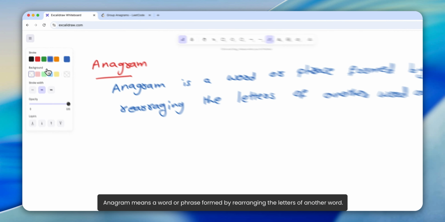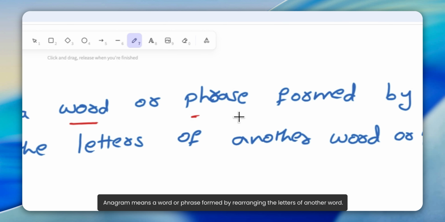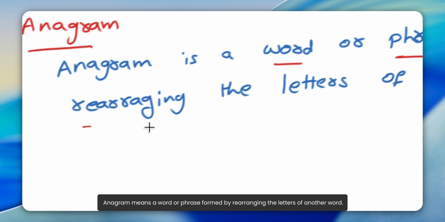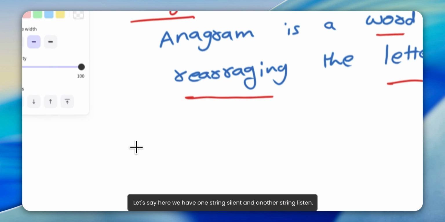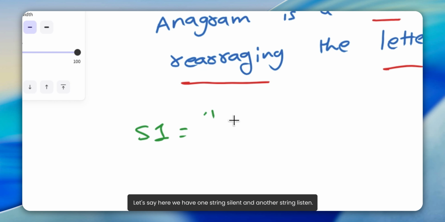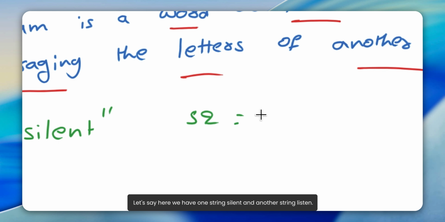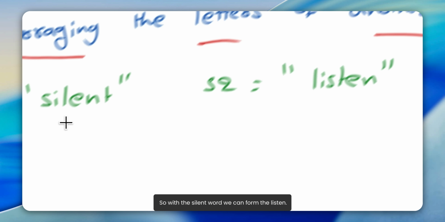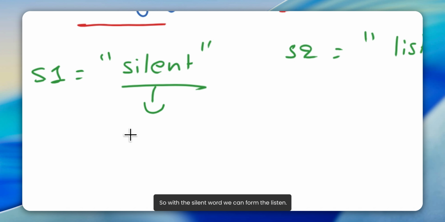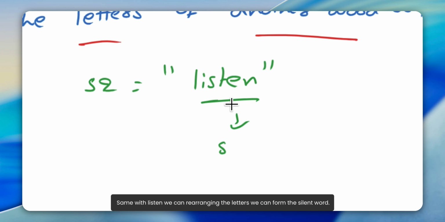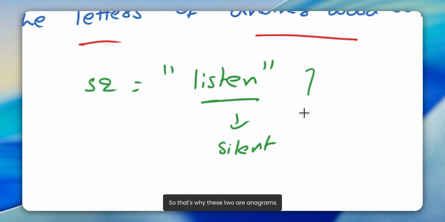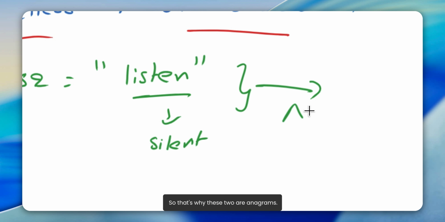An anagram means a word or phrase formed by rearranging the letters of another word. Let's say here we have one string, silent, and another string, listen. With the word silent, we can form listen. Same with listen, by rearranging the letters, we can form the word silent. So that's why these two are anagrams.